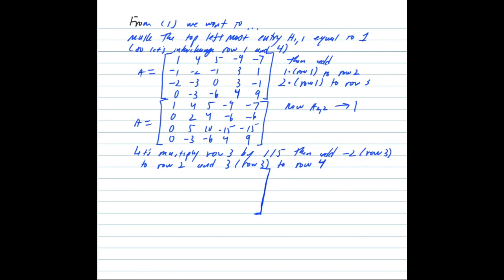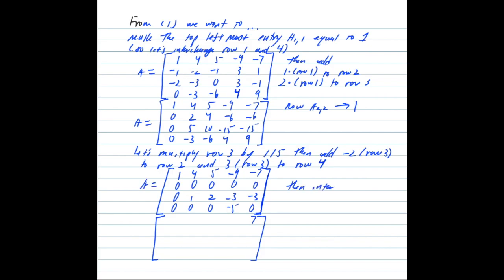So in the next step, we want to do the same thing for the second row. So we want to take entry row 2, column 2, and we want to make that 1. So from the manipulations from before, we're going to start out with the first row as 1, 4, 5, -9, -7. Next row, 0, 2, 4, -6, -6. Third row, 0, 5, 10, -15, -15. And row 4, 0, -3, -6, 4, 9. And this is what we're starting with.